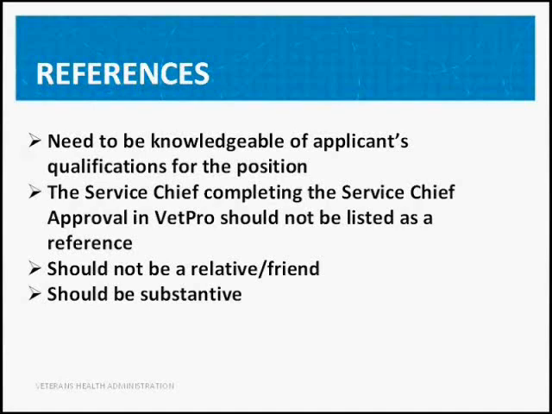You need the information provided by a reference to be substantive. That means that the person can speak from meaningful experience or facts, that the reference is not just verifying that they know the individual for a certain time period.